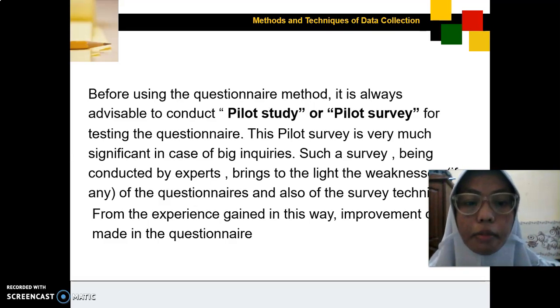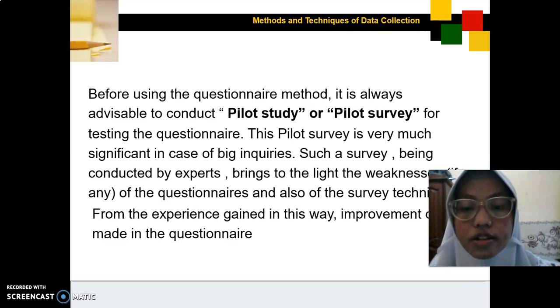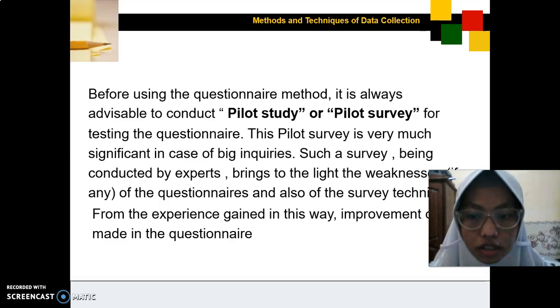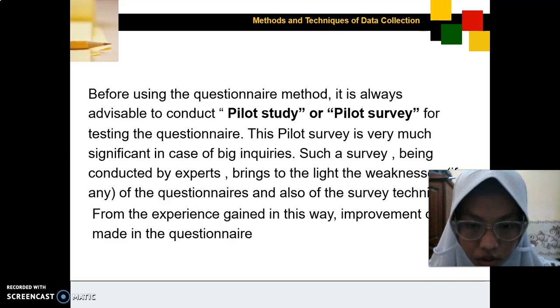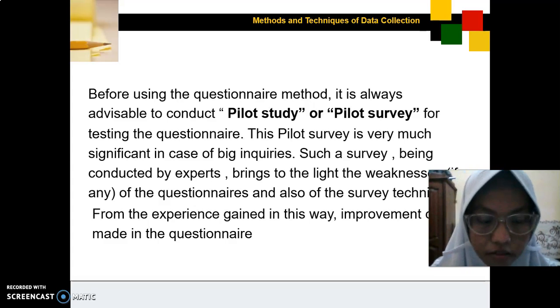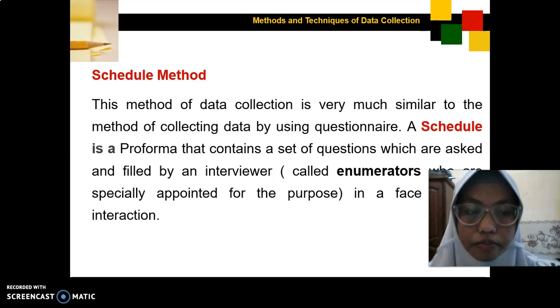This pilot survey is very significant in case of big inquiries. Such a survey, being conducted by experts, brings to light the weaknesses, if any, of the questionnaire and also of the survey techniques. From the experience gained in this way, improvement can be made in the questionnaire.